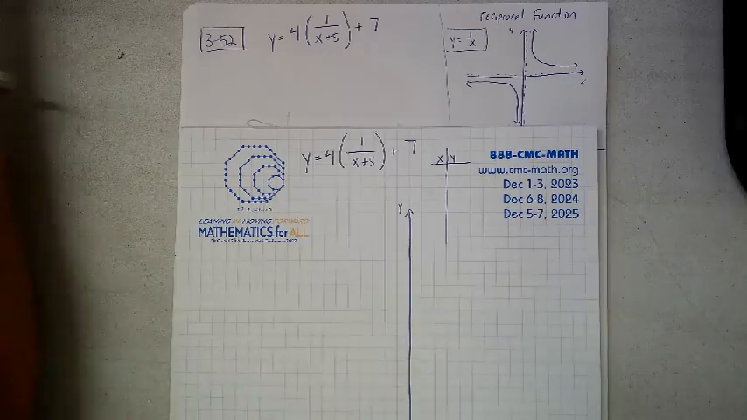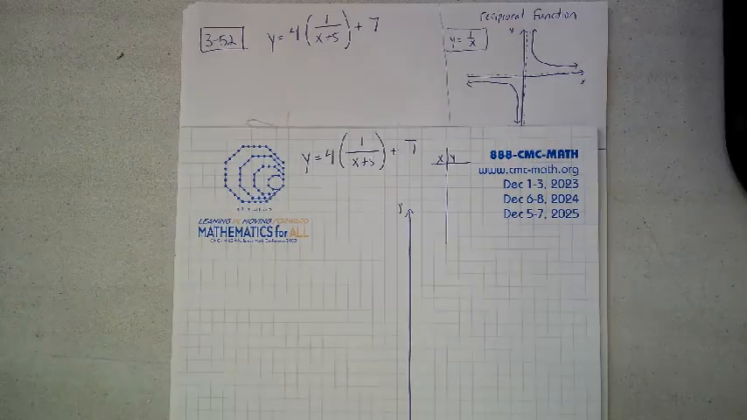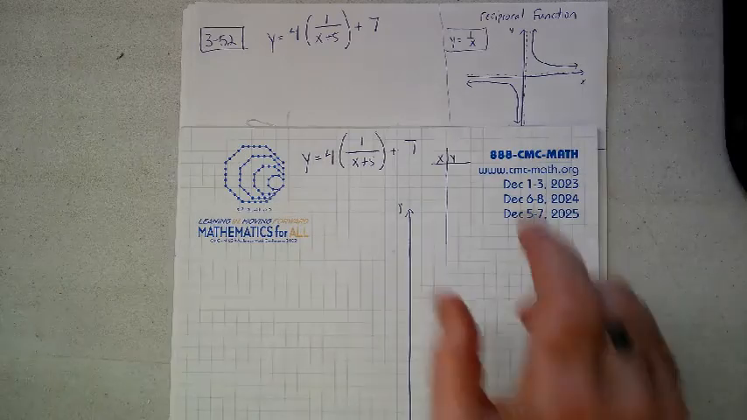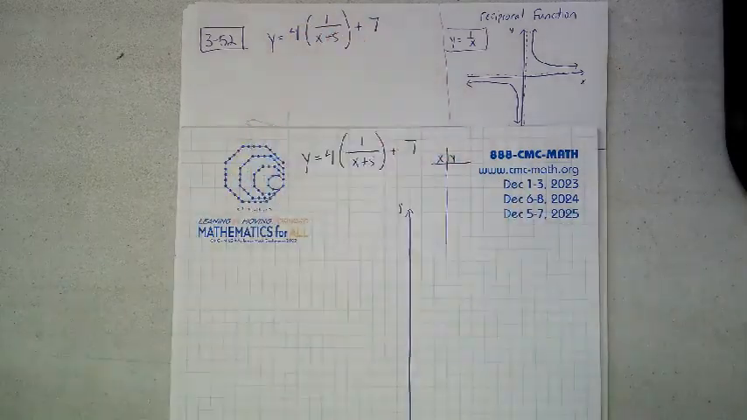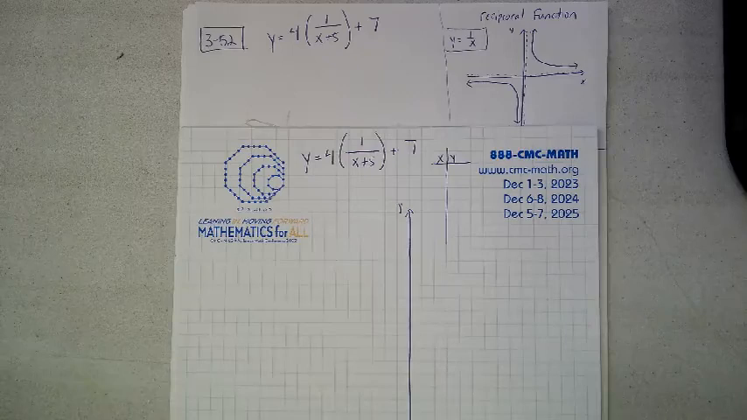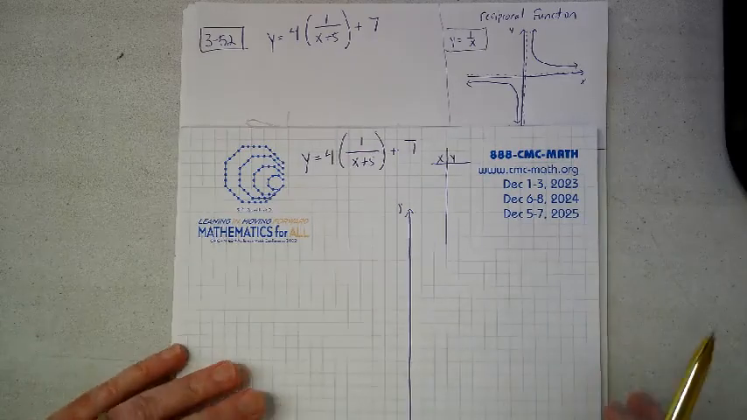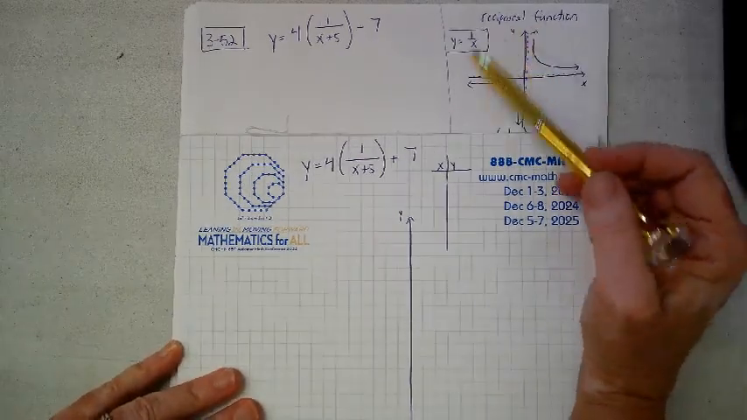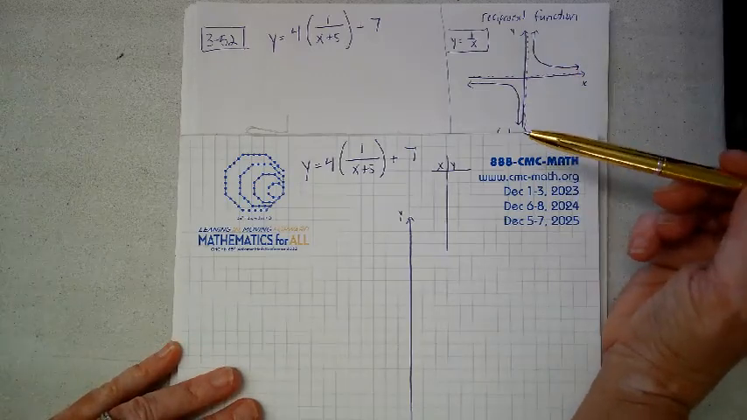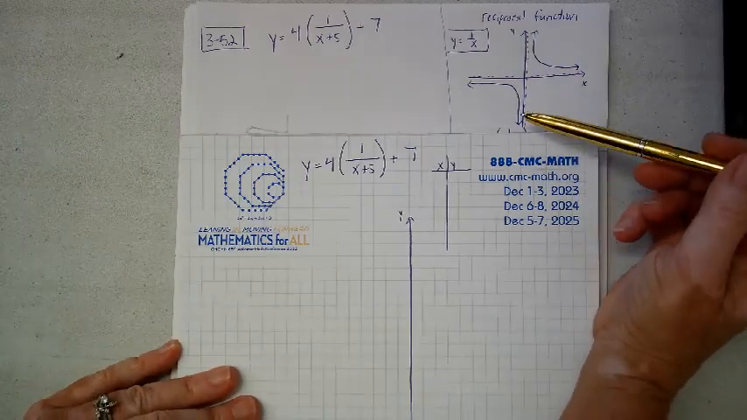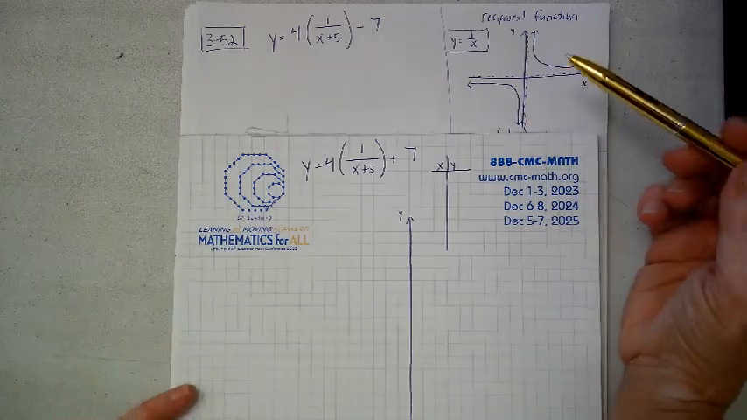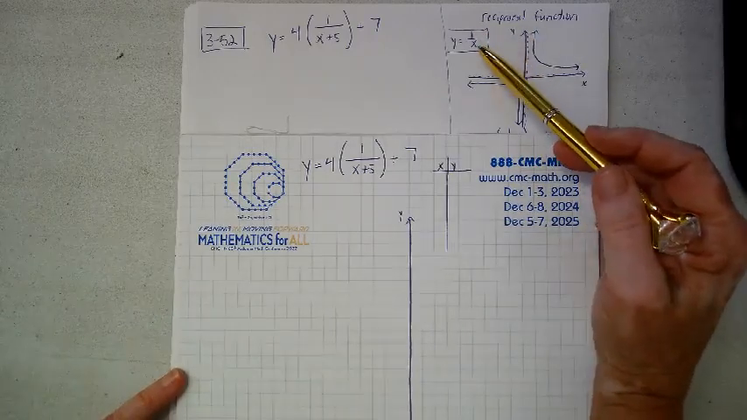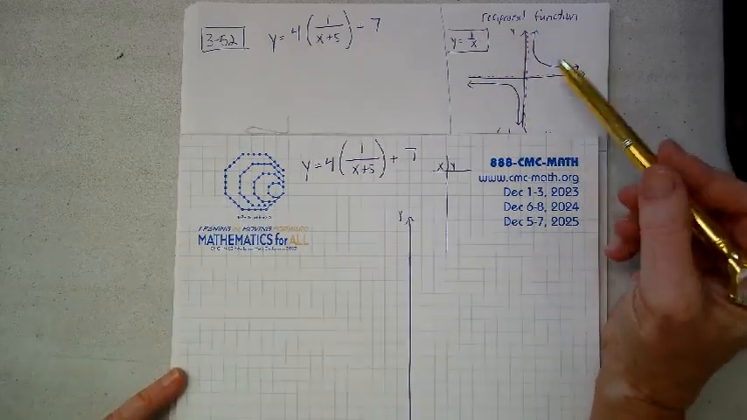Here's Integrated 3, problem 3-52. It wants me to graph and completely describe this function, and you may not recognize it, but there's a yellow sign on the wall in the classroom, and it's a reciprocal function. Sometimes it's called a rational function or a hyperbola. The parent function is 1 over x.